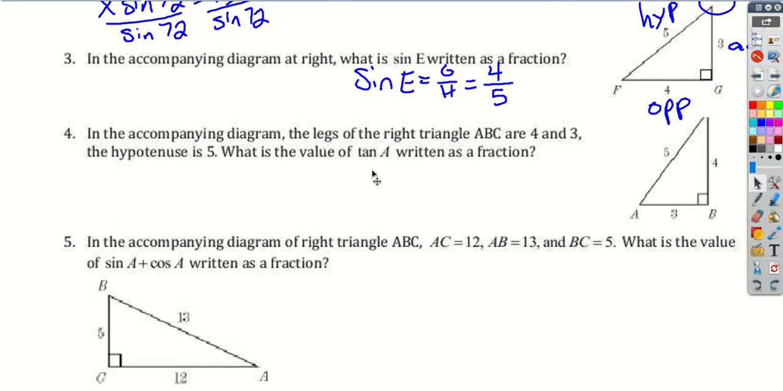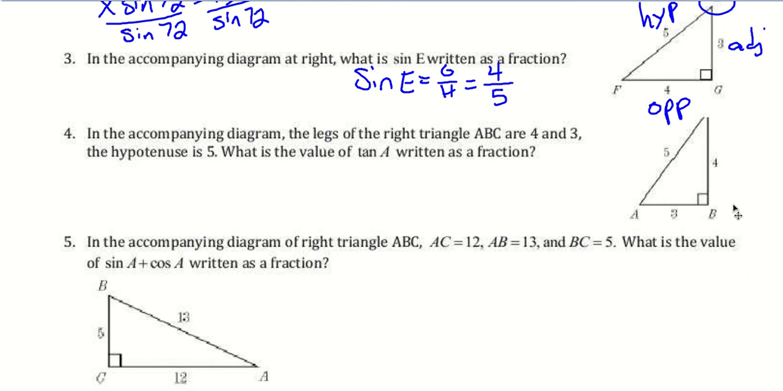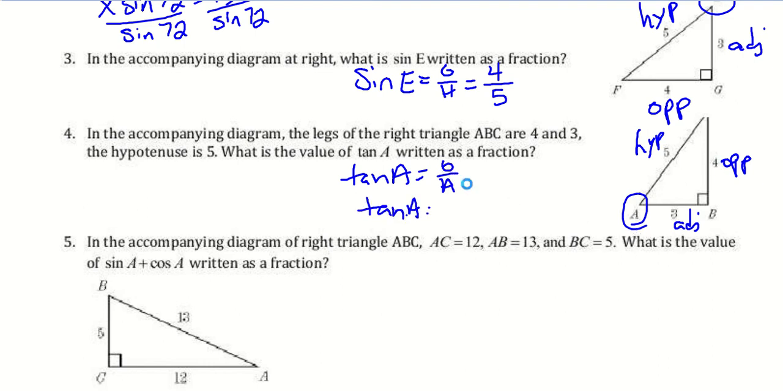Question number four, we want to find the value of tangent of A. We have our triangle labeled. C is missing up here, but it's not really important for this question. Tangent A, so A is our angle. We label adjacent. There's the opposite side. There's our hypotenuse. Okay, so remember, tangent is equal to the opposite over the adjacent. And so we plug in the opposite from A is 4, and then the adjacent is 3, so 4/3.